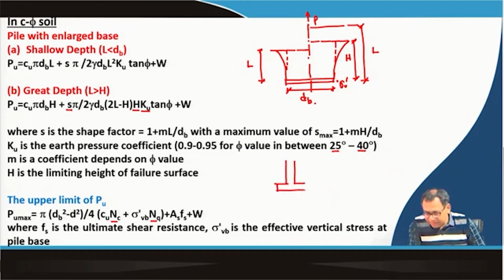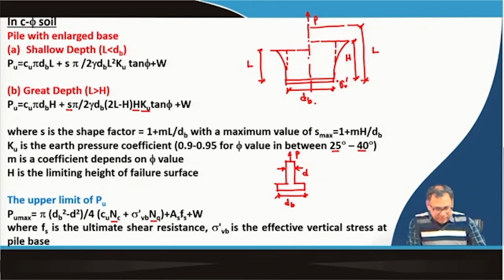Suppose this is the diameter of the base, dB, and this is the diameter of the shaft. So, this is the difference between the diameter d and dB. And Fs is the frictional resistance.